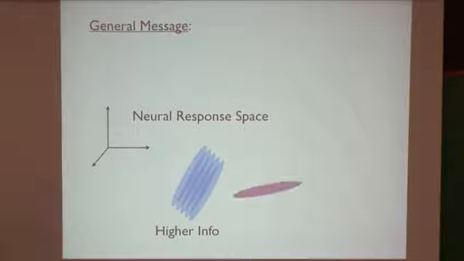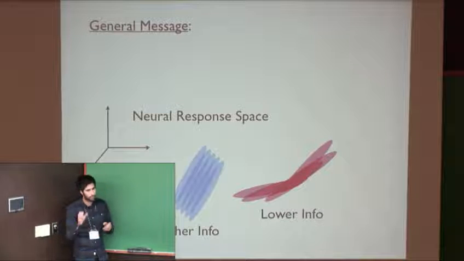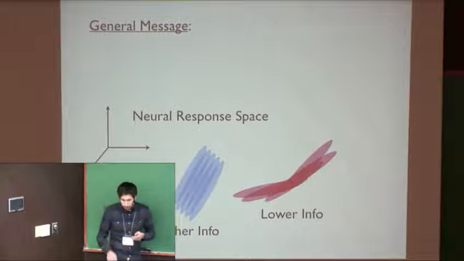For contrast, if we consider a different situation where the response clouds are displaced along their long axes, this corresponds to a case with relatively low Fisher information, because there's a lot of variability along the axis of change of the centers of the clouds.